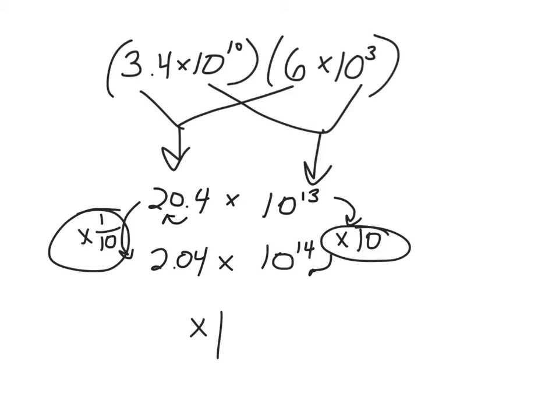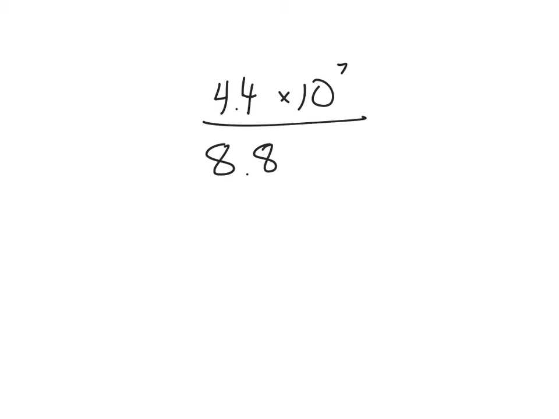All right? And let's do one more example. Let's do a quotient rule. Let's do a 4.1. Oh, wait, I'm not going to be able to divide this. 4.4 times 10 to the 7 over 8.8 times 10 to the -2. That's going to be a tough one.